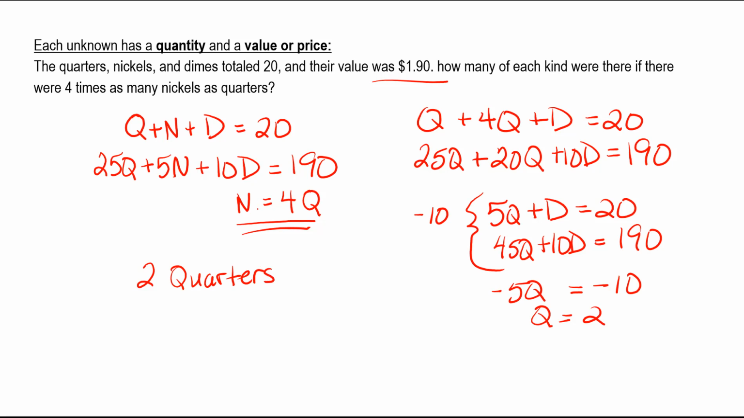And we know that the nickels would be 4 times that, so 8 nickels. And then the dimes, we know that 5Q plus D equals 20. So that means that 10 plus D is 20, so D is going to be 10. Oops. 10 dimes.